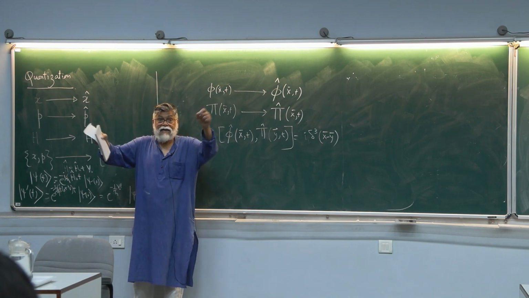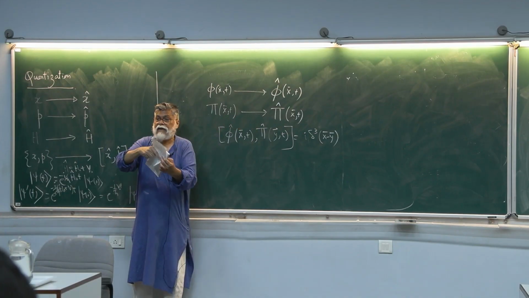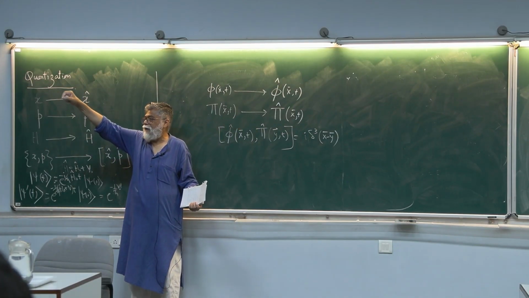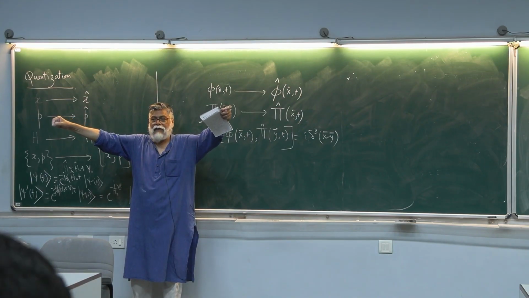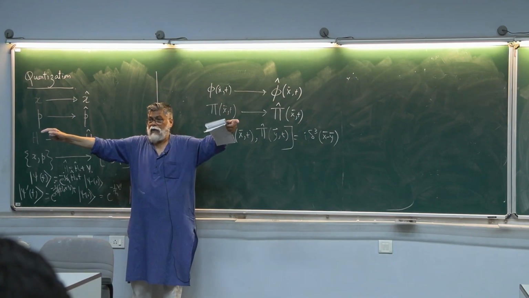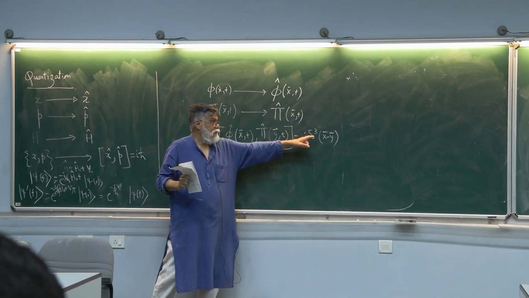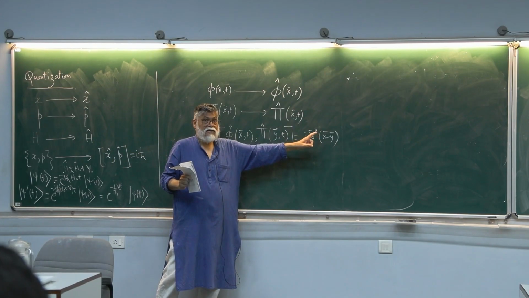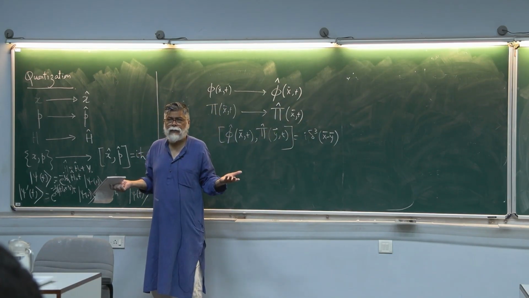It says that if x is not the same as y, if you're taking the commutator of the scalar field at one point and the momentum field at another point, then the commutator is 0. But at the same point, it is not. It is delta cube of x minus y, which is not even defined. It becomes infinity.